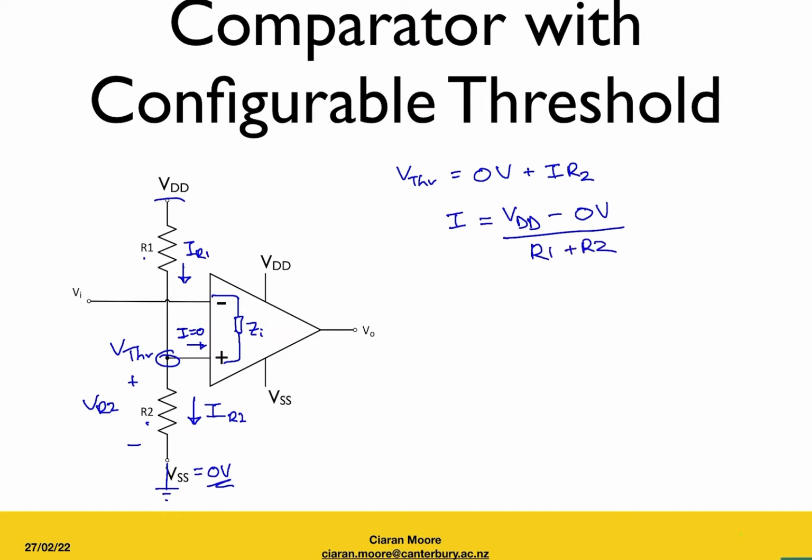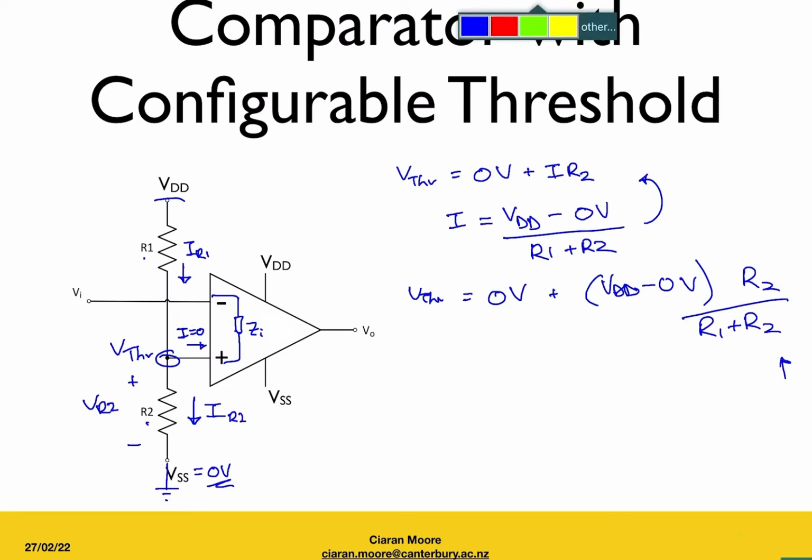So we can put this expression for current into our expression for the threshold voltage, and we get our threshold voltage is equal to 0 volts plus, this is going to be VDD minus 0 volts multiplied by R2 divided by R1 plus R2. All right, very good. That's recognizable. This is our voltage divider equation. So far, so good. There's nothing particularly disturbing yet.